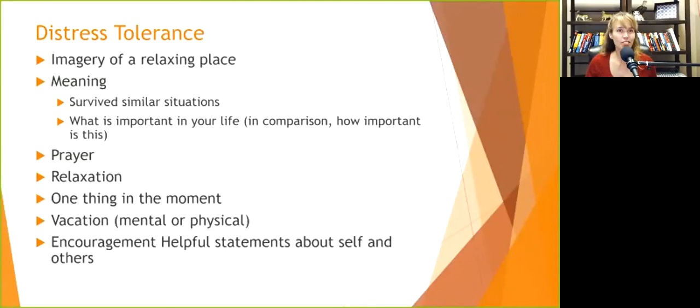And if they're going into a situation where they know there may be the risk of stress, I want them to think about this ahead of time. So if they say yes, great. If they say no, how have you survived similar situations and how will you survive this one? And what's important in your life? In comparison, how important is this?